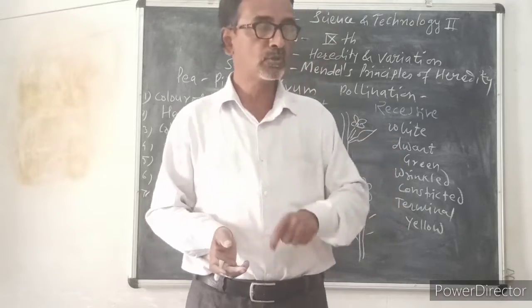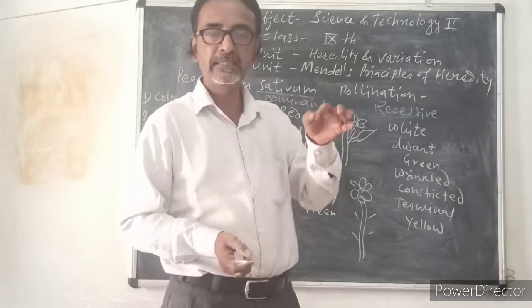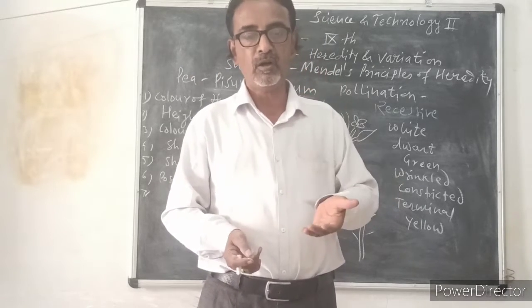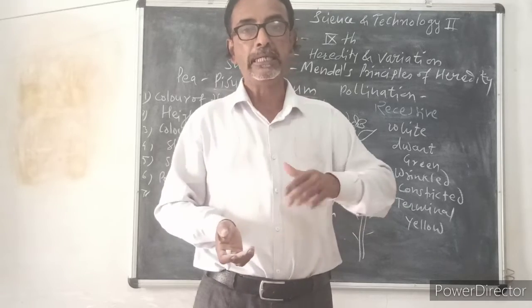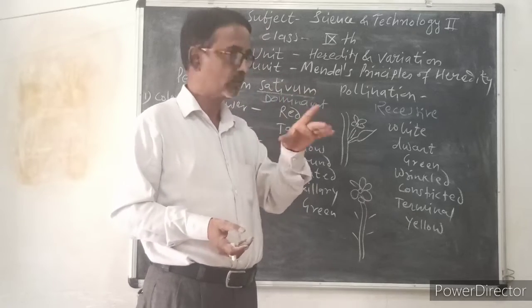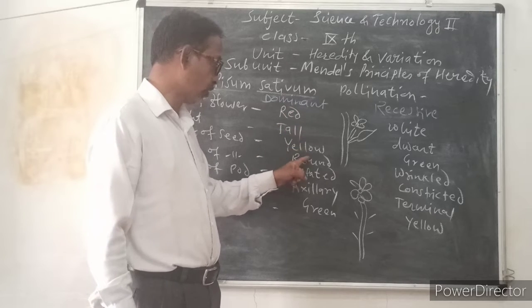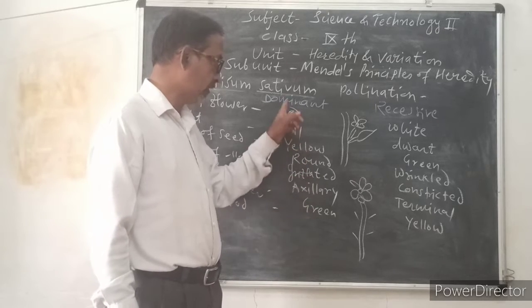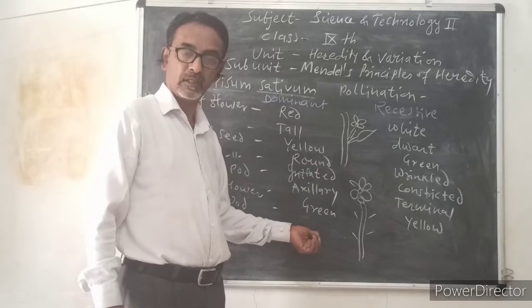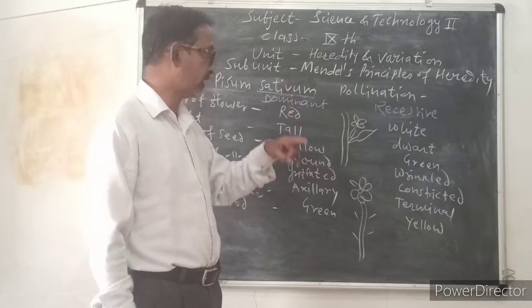For that we have to study what a dominant character is. A dominant character is that character which shows its existence in every generation. प्रत्येक पिढ्यामध्ये तो आपलं अस्तित्व दाखवतो, त्याला म्हणायचं डॉमिनंट कॅरेक्टर. So he found that red, tall, yellow, round, inflated, axillary, and green characters are repeated generation to generation, many times. So they are called dominant characters.